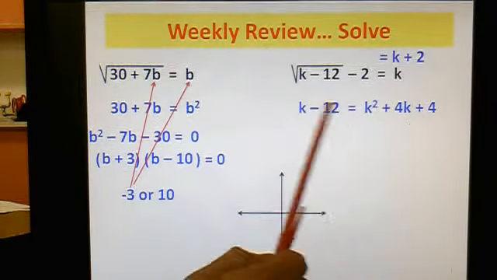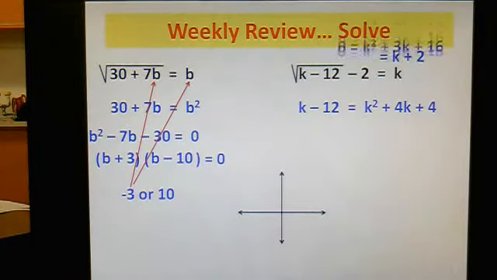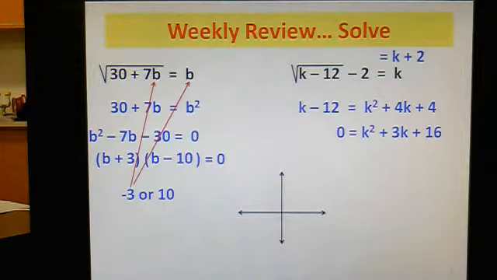Move the k over, move the 12 over. You get something like that. K squared plus 3k plus 16. Factors of 16 add up to 3. All of you know those in your head. The factors of 16 add up to 3. Exactly. You can't factor it. Got to go quadratic formula on this baby. So it's not that it's not solvable. It's just that it's not factorable.